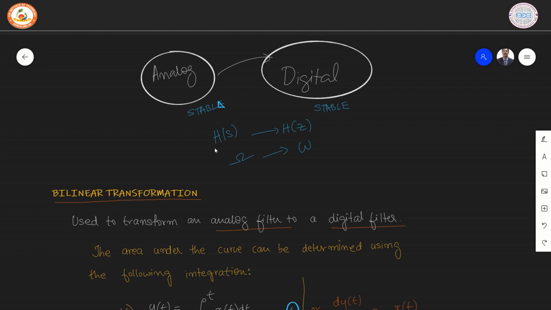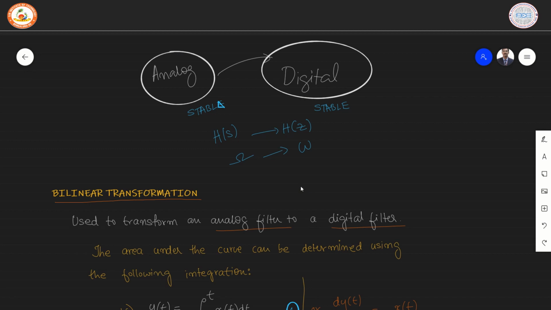We need to transform the system function H(s) in the S domain to H(z) in the z domain. H(s) is the analog domain and H(z) will be the digital domain. The analog frequency, indicated as omega, will be transformed to the digital frequency, which is also called omega.